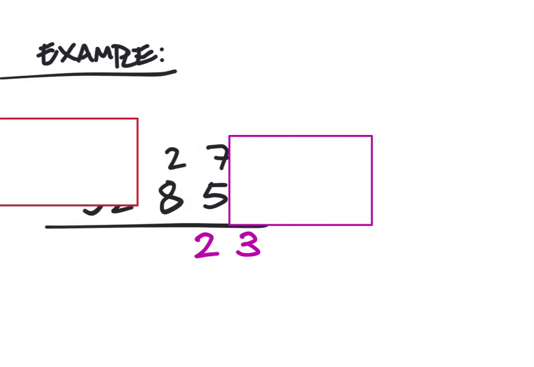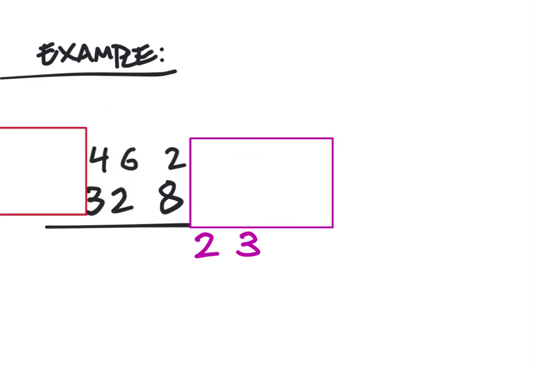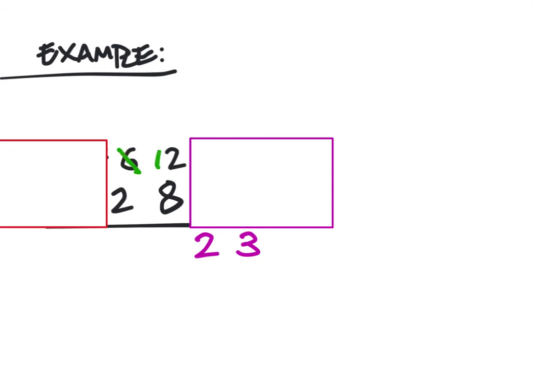Now, we haven't had any borrowing. We are going to have some, though, right here in the hundreds place value. It's 2 minus 8, but the 8 is too big to take away from the 2. So I need to borrow from the thousands place value here. It's a 6 in the thousands. I'm going to take one of those and put it into the hundreds place value, which means that the 6 is now reduced to 5 thousands.